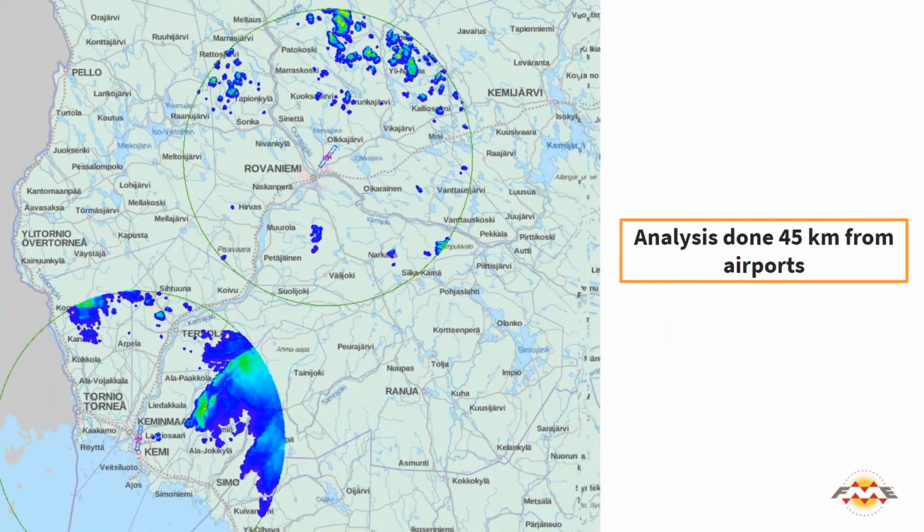And this is kind of like a heat map of elevation, a heat map of where the points of concern are near those airports in Finland. So anything within 45 kilometers.